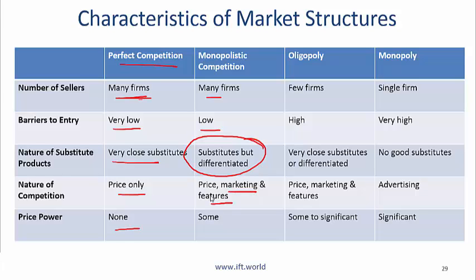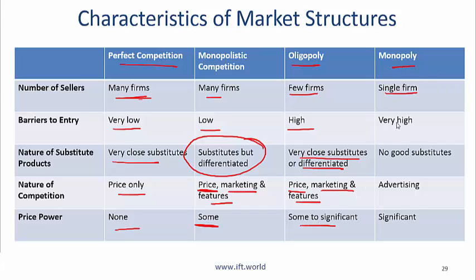And if a company can differentiate its product sufficiently, then obviously it can charge a higher price, and therefore there is some pricing power. With an oligopoly, we have a few firms, so 2 or 3 or maybe 4. Barriers to entry tend to be high, which is why we have few firms. Often they are very close substitutes, but you can also have a situation where the products are differentiated. So substitute or differentiated, that is not a major issue in an oligopoly. Price, marketing and features are the basis of competition, and pricing power might be significant for some companies.